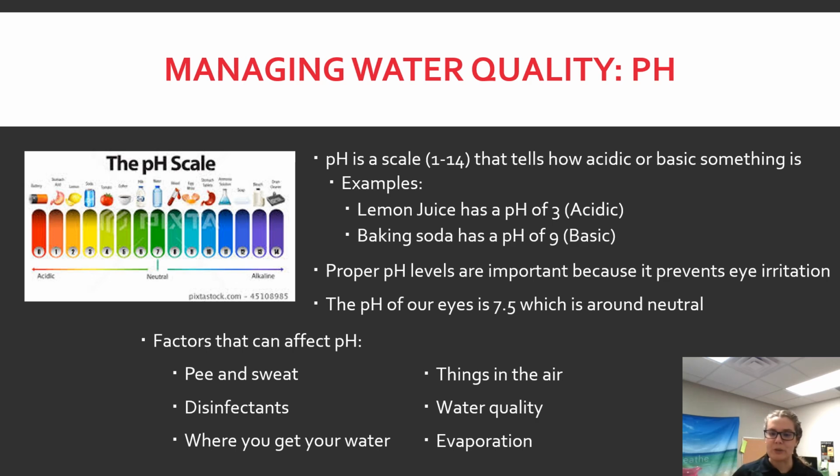Factors that affect pH: pee and sweat, disinfectants, where you get your water. This is one that has been a bigger issue as of late because water pH does change. And that's due to where we get our water and how water is getting treated at the plant. So if you're having pH issues, you might want to check and see what the water coming out of your hose into your pool is, so that way you kind of know where you're starting at. Things in the air can fall into the water and affect your pH. Water quality, which will be part of alkalinity, which is what our next one will be, and evaporation.